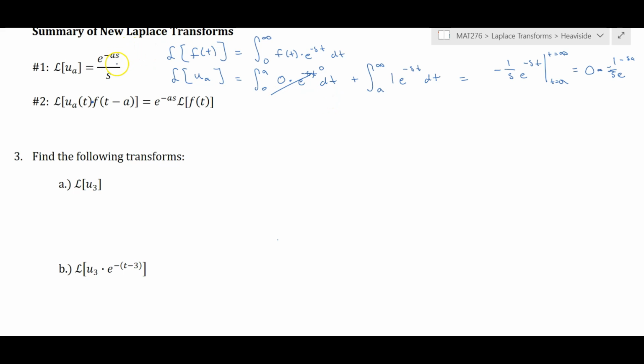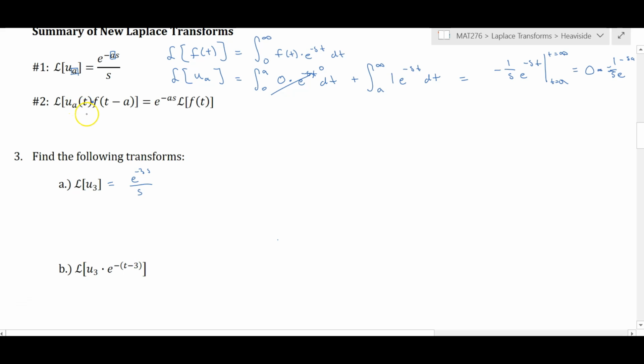The two new Laplace transforms that we picked up are valuable to learn to work with, especially number two. Number one is the Heaviside Laplace transform, and notice that whatever our Heaviside time is, where it switches on, is the value that goes in for a on the right-hand side. So we go from the t domain into the s domain, and in this case we would have e to the negative 3s over s. Simple as that. That's what that looks like.